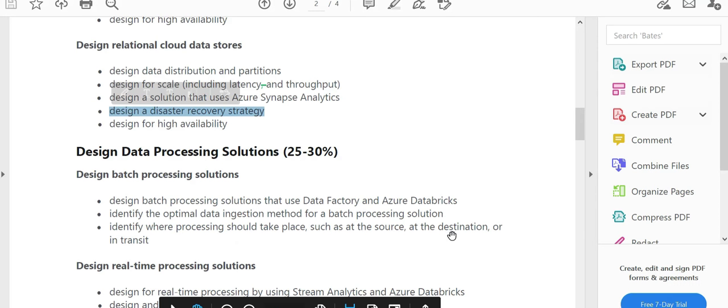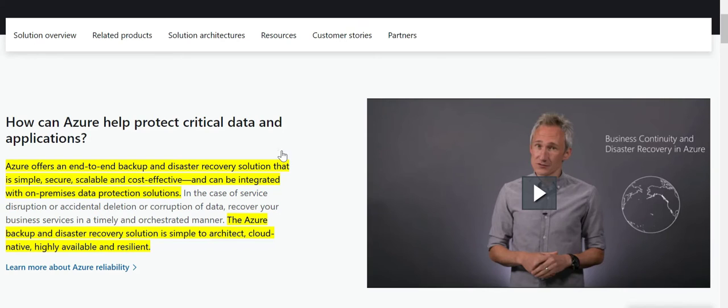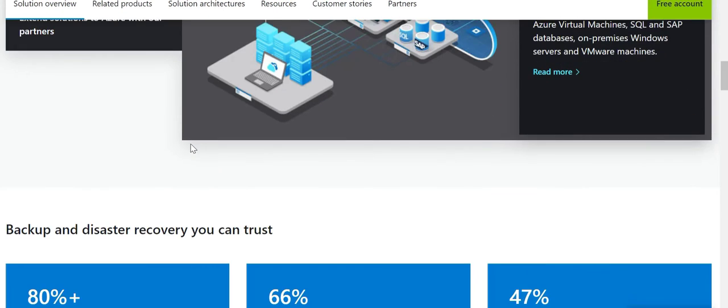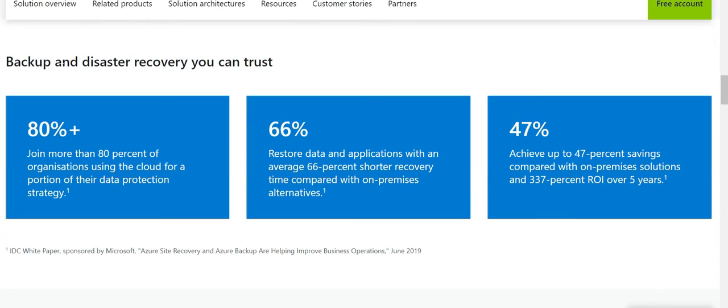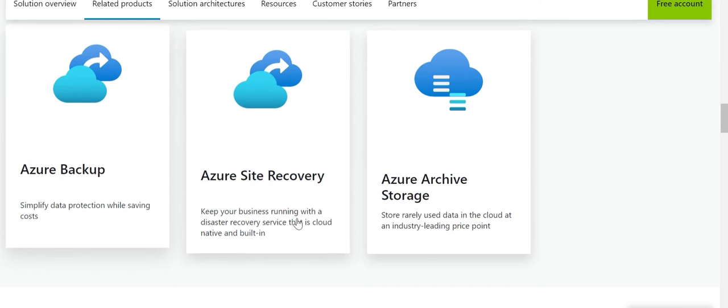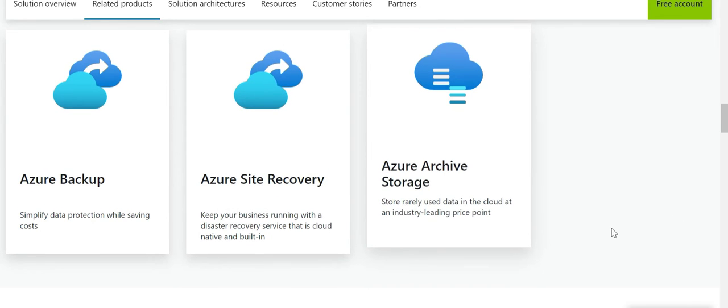You can then see disaster recovery strategy. This is an important topic. So under disaster recovery, you see these topics. How can Azure help you to protect your critical data and applications? And then you have various backup and disaster recovery solutions that you can trust. You can learn more about Azure Backup, Site Recovery, archiving, storage, etc.